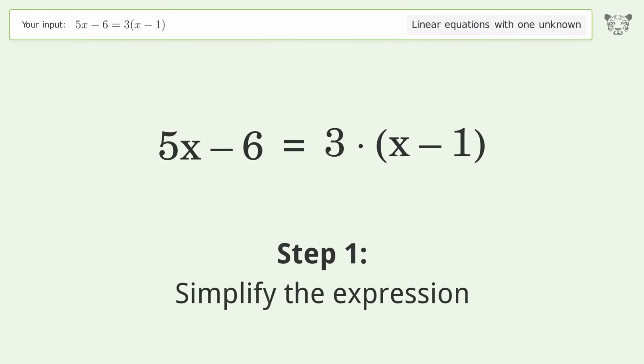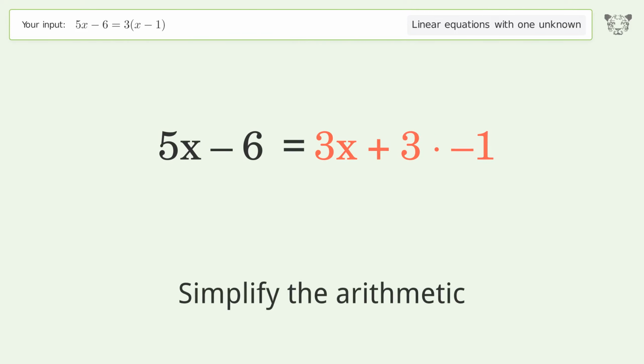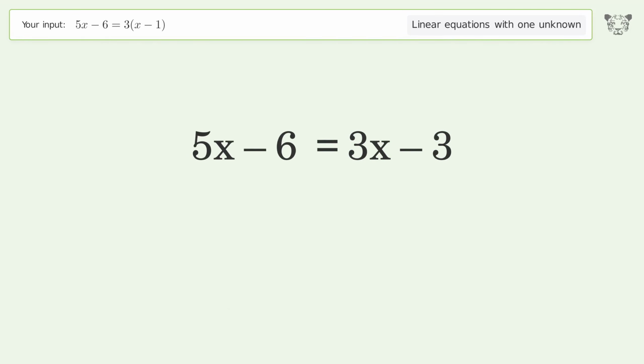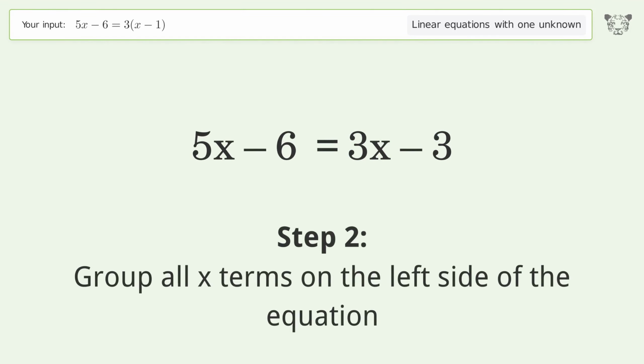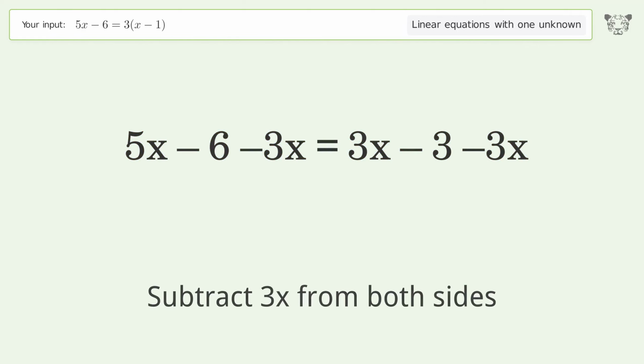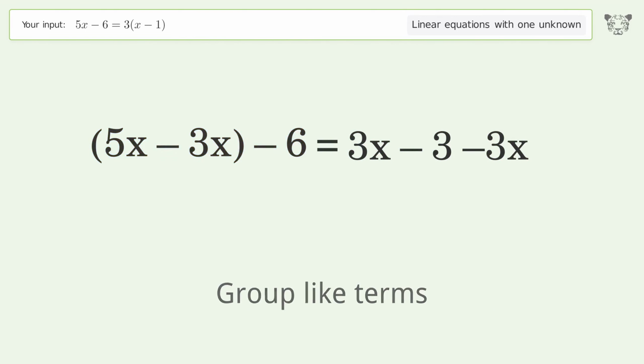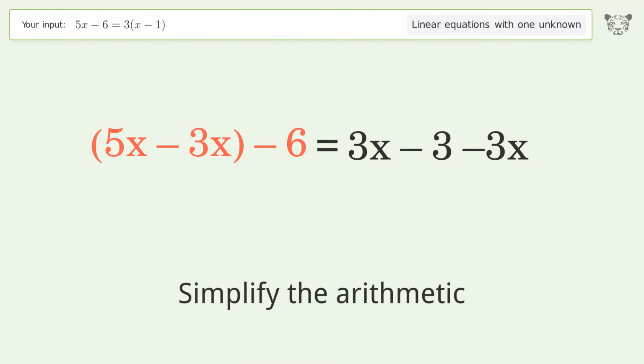Simplify the expression. Expand the parentheses. Simplify the arithmetic. Group all x terms on the left side of the equation. Subtract 3x from both sides. Group like terms. Simplify the arithmetic.